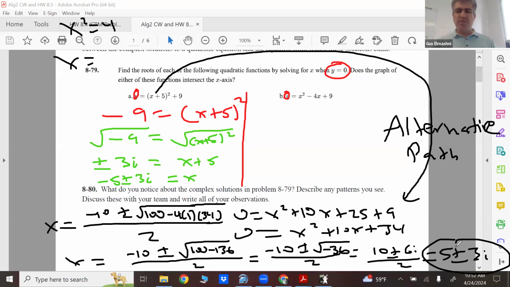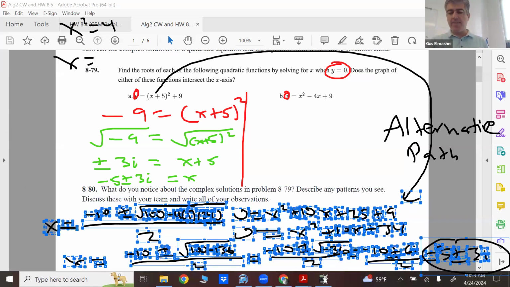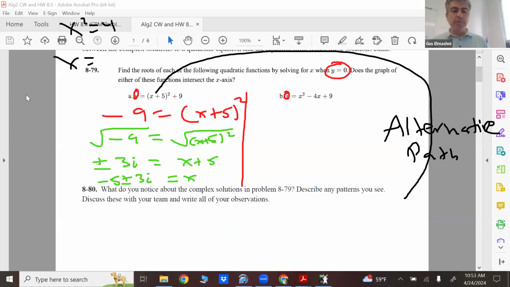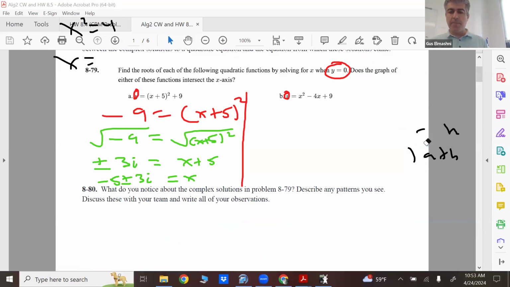So you get -5 plus minus 3i. You get the answer, but it's just more work that way. So I prefer if you can just isolate the binomial squared and square root. That'd probably be more advantageous, in my opinion. Let's try another one here. Let's look at part B.